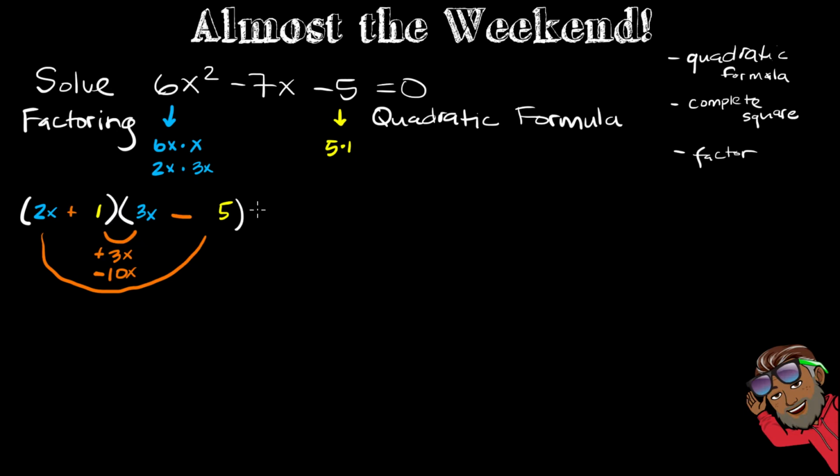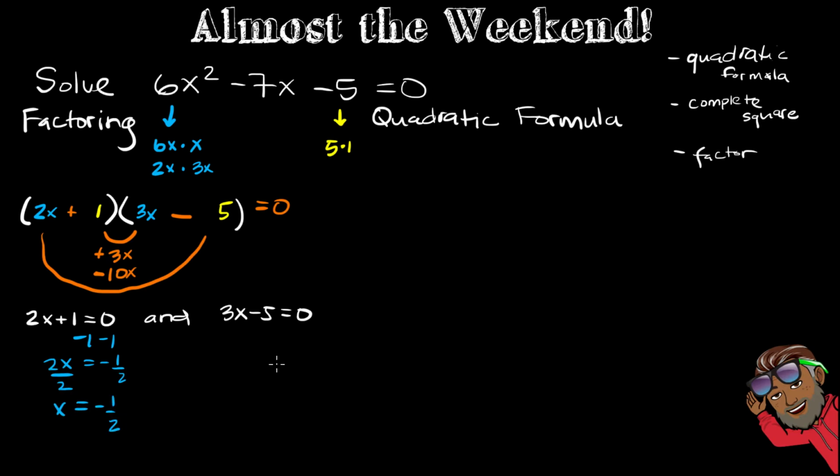Once I have that, I can let it equal 0 and solve it. So now we can say 2x plus 1 is equal to 0, and we have a second equation, 3x minus 5 is equal to 0. Solving this one, subtracting the 1 from both sides gives us 2x equals negative 1, and dividing both sides by 2 gives us x equals negative 1/2.